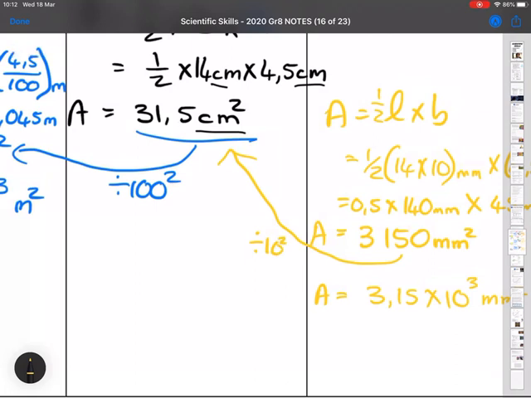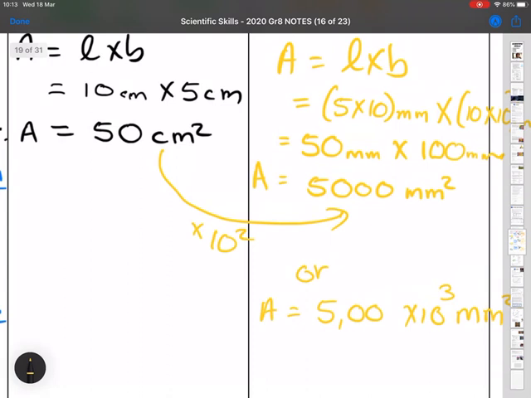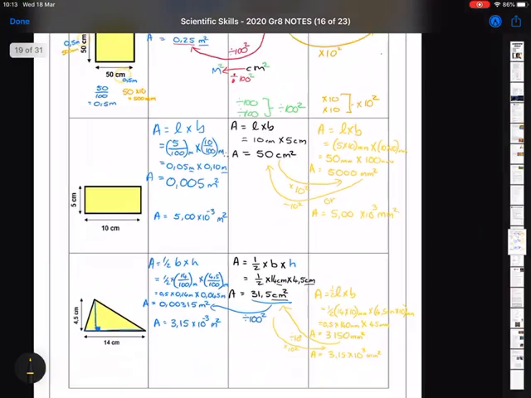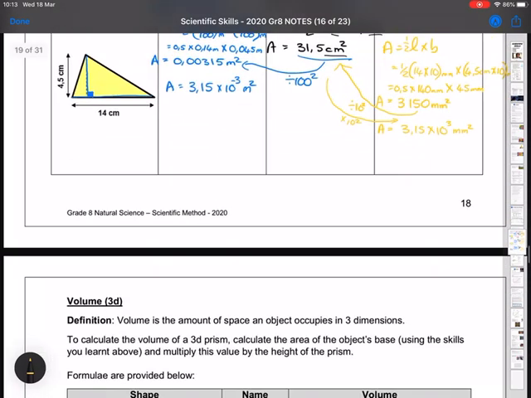Divide by 10 2 times, or divided by 10 squared. If you're going the other way, so from centimeters to millimeters, then you'd have to multiply by 10 squared. If you were going from millimeters squared over here to centimeters, then you would be dividing by 10 squared. Alright, so I hope you're all able to convert from various units in 2 dimensions.